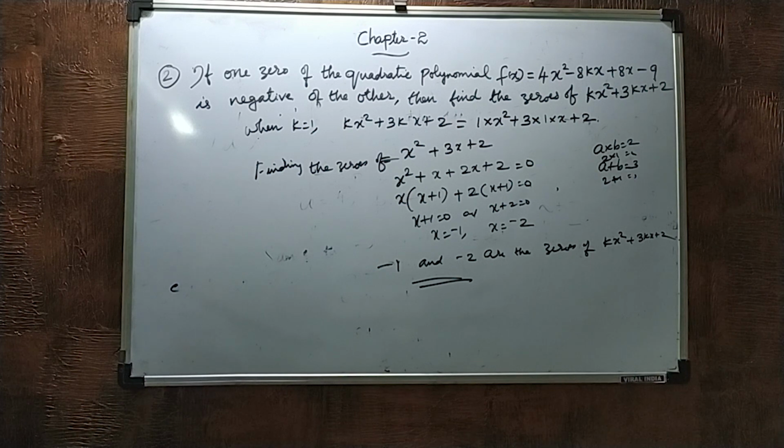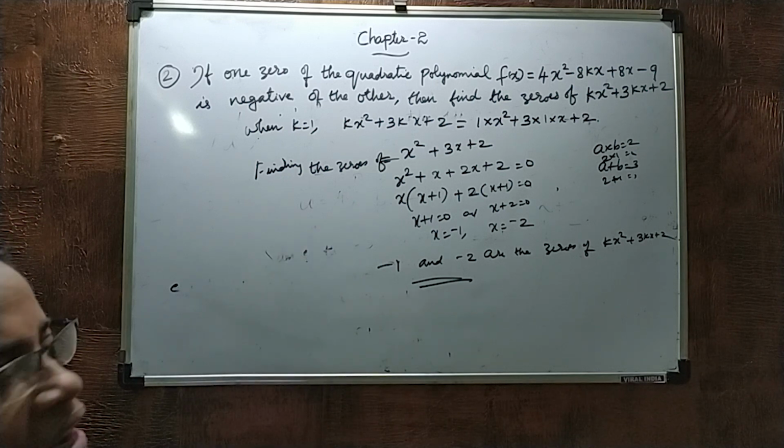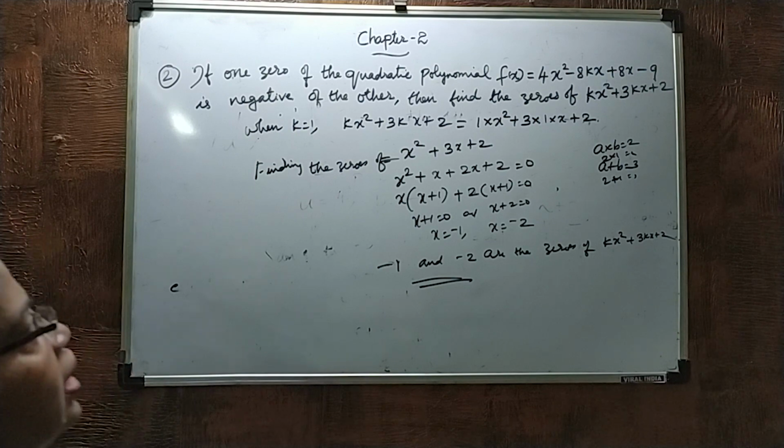So now we will do the third question. For the second question I said you have to take it as the negative of the other, that is, take it as negative alpha. Then find the sum of the zeros, equate the values, find the value of k, apply it in the polynomial and get the zeros. Next, the third question.